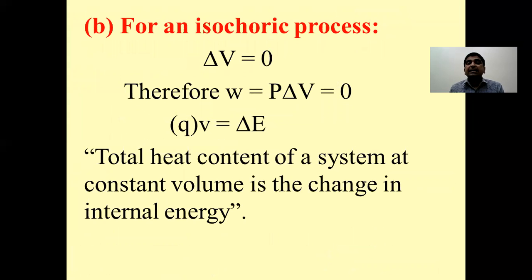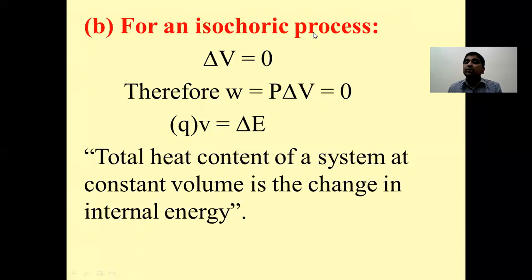Now for the next definition, that is the isochoric process. What is this isochoric process? Iso means same and choric means volume. So an isochoric process is a process in which the volume of the system remains constant. If the volume of the system remains constant, it means delta V is 0. The change in volume is 0.